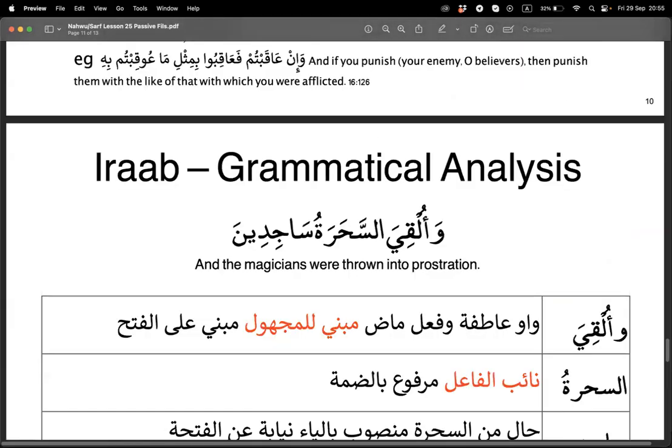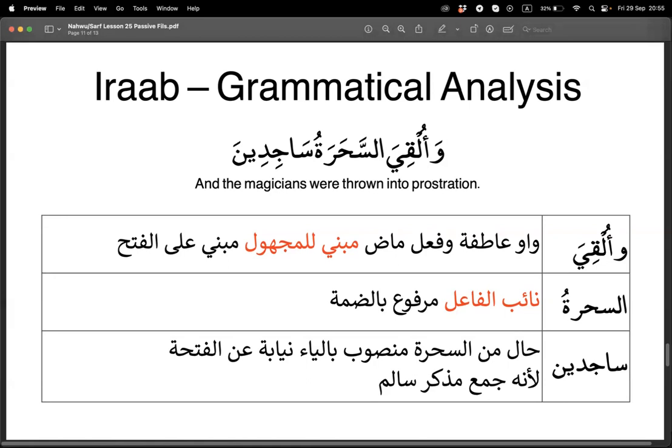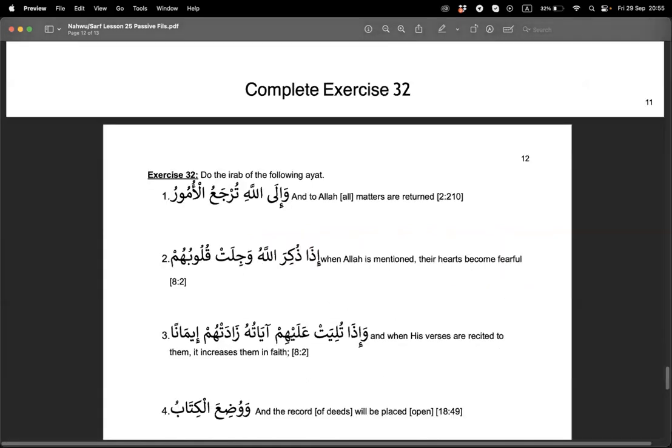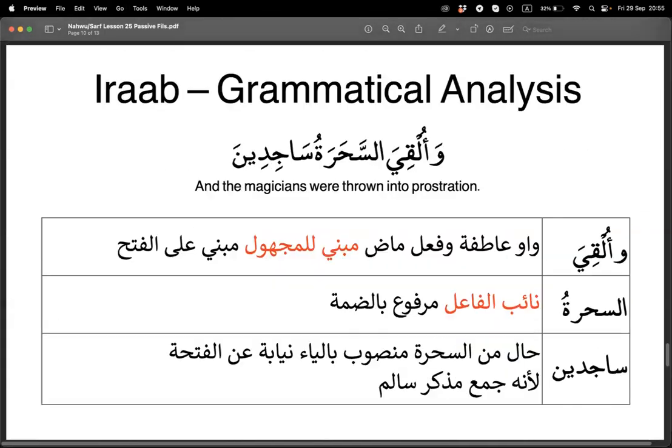Okay, so we end for today first, inshallah. Then we can do our i'rab exercise in the next session, inshallah. But basically, the i'rab-wise is totally the same, nothing different. Any questions before we end for the day?